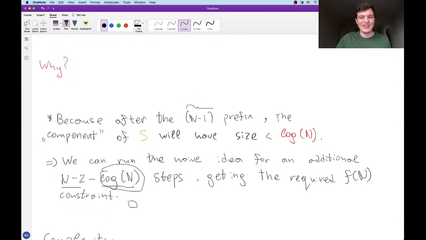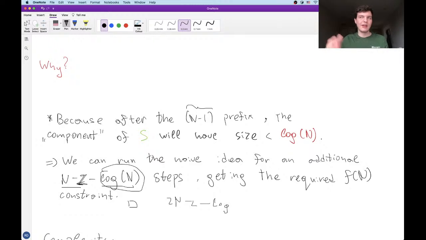Basically this means that we get the required f of n constraint, because we had the prefix of n minus 1, which we skipped. So it's n minus 2. Actually here it's n minus 1, because the logarithm actually contains S. So it's n minus 1 minus log n. We can run this algorithm for that many steps, and we also have these n minus 1 steps in the beginning. So this gives us the 2n minus 2 minus log solution.